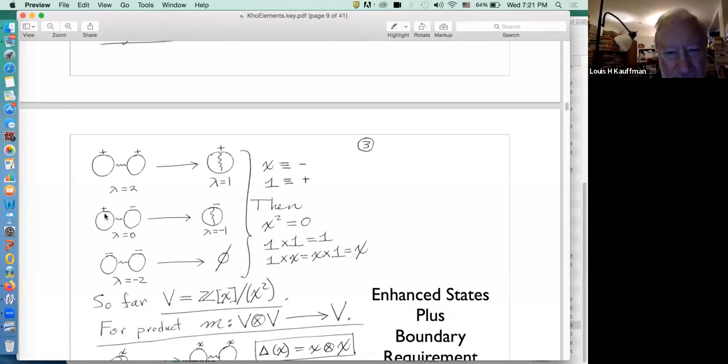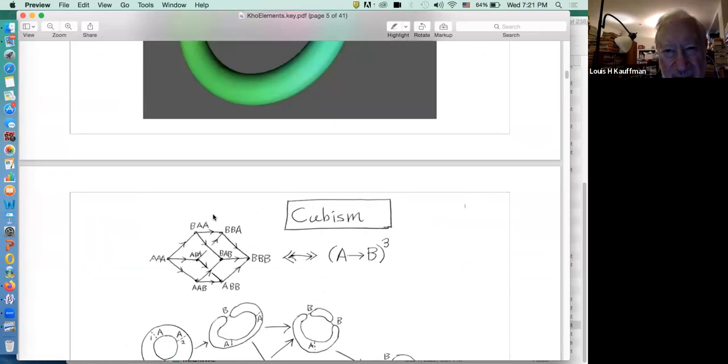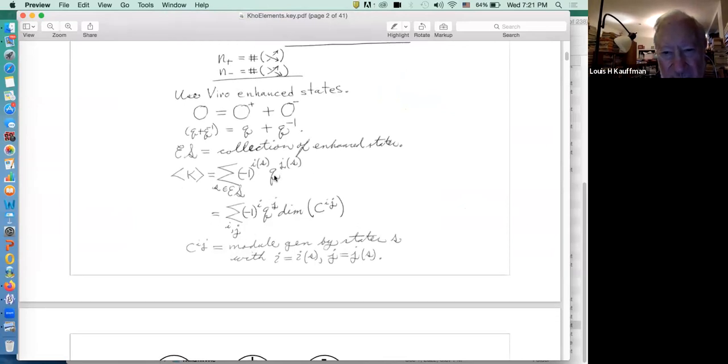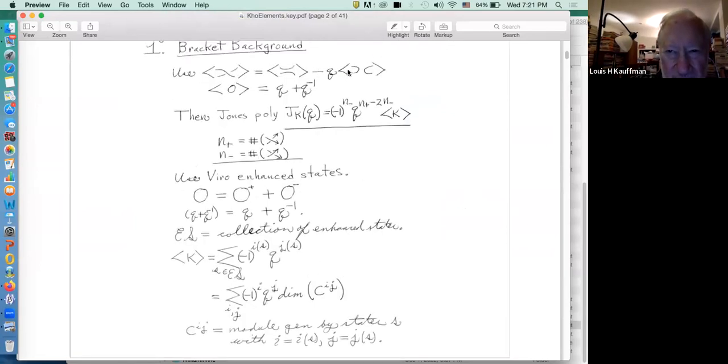What about this one? Q times Q inverse times 1. And this one, Q inverse times minus Q. So you see that I can say what I just said. I can write the contribution of each state is going to be a certain sign times Q to a certain number. And the sign is -1 to the number of B smoothings. So I of S is the number of B smoothings.